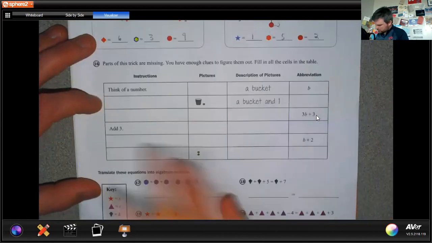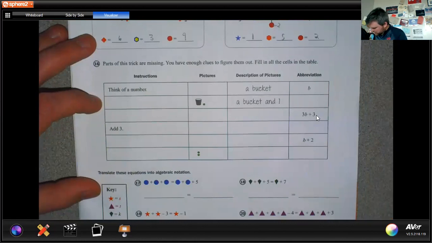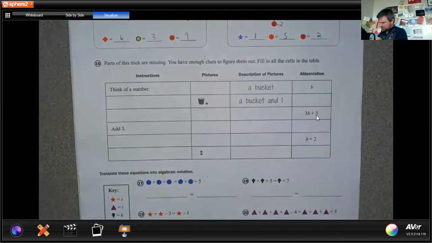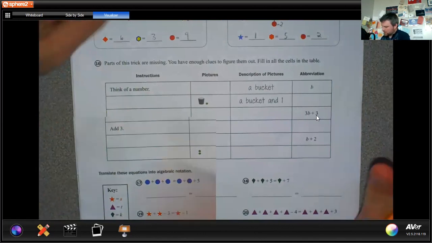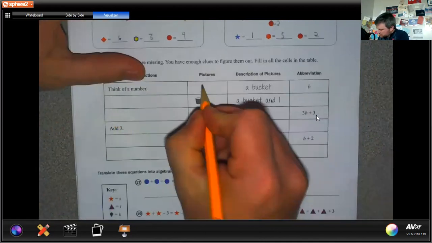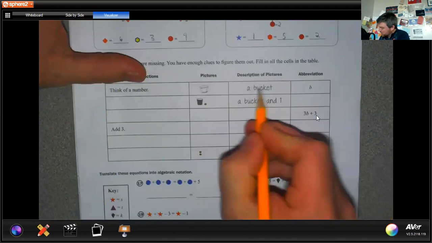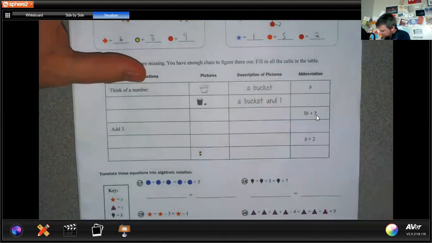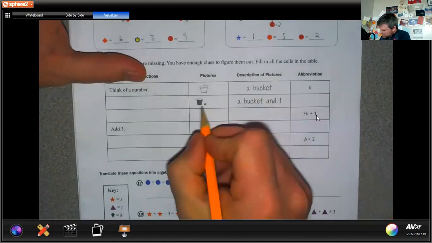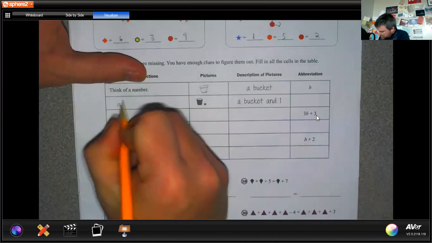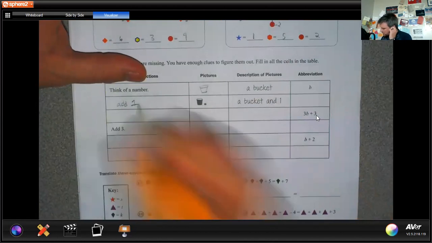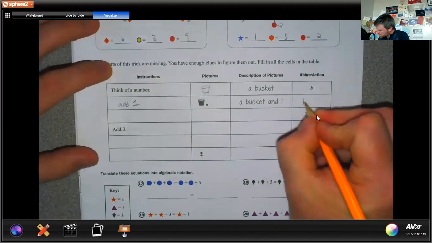So parts of this trick are missing. You have enough clues to figure them out. Fill in all the cells in the table. All right, think of a number. That's bucket. We got describe, so a bucket and abbreviation. So it looks like they just added a marble, so add 1. So bucket, so that is B plus 1.